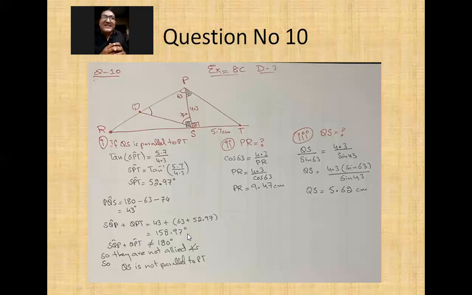If they are not allied angles to each other, then it means that the PS side and the PT side are not parallel to each other. So this concept, I hope that you have understood this concept. It requires the knowledge of the allied angles, parallel lines, which you have studied in your D1. So that was question number 10 in its first part.